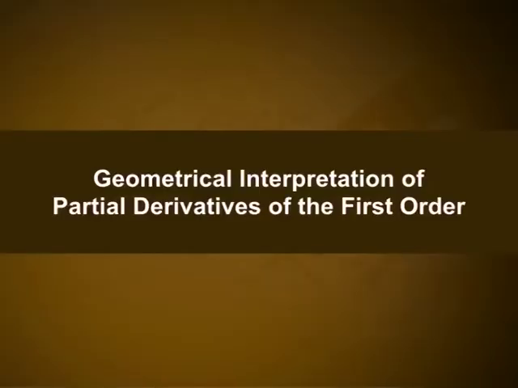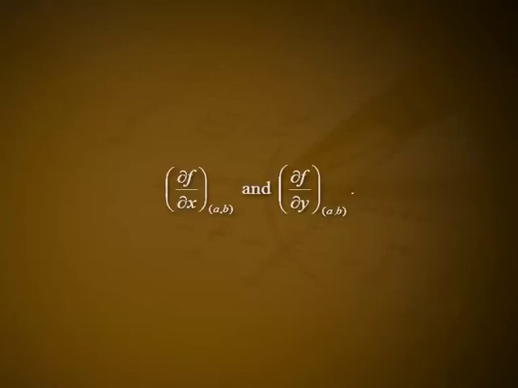Geometrical interpretation of partial derivatives of the first order. Consider the function z is equal to f(x,y). Let it be equation number 1. We have seen that the functional equation 1 represents a surface geometrically. We now seek the geometrical interpretation of the partial derivatives ∂f/∂x at (a,b) and ∂f/∂y at (a,b).